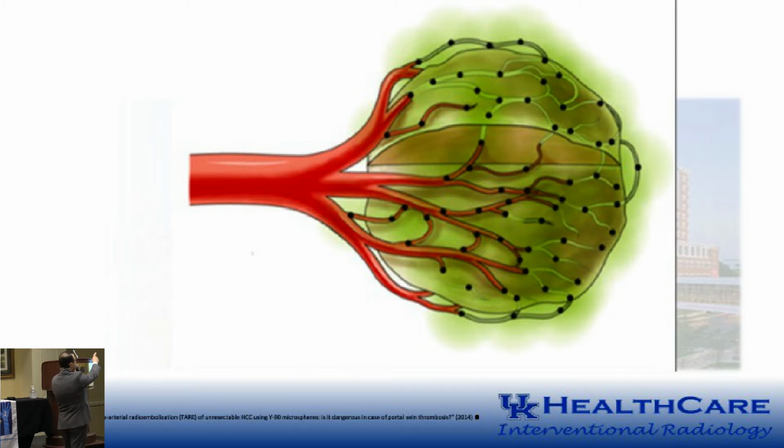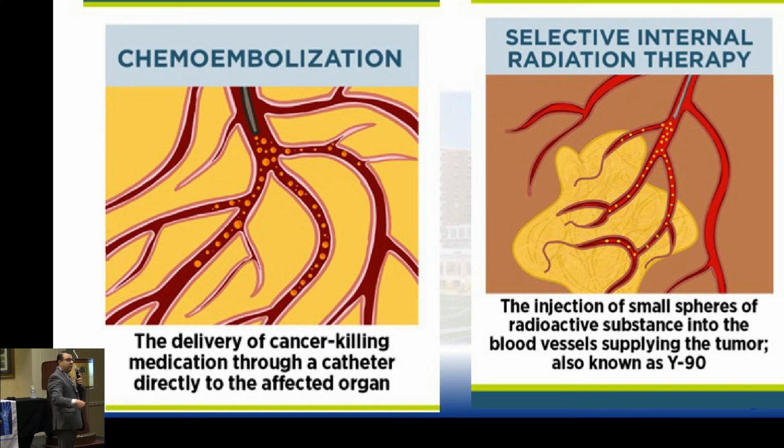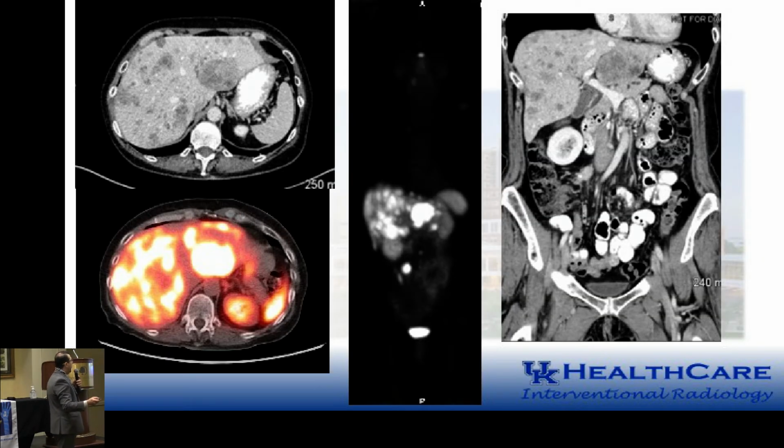For example, this is a catheter. I would go with the catheter from the groin all the way into the liver, deep into the liver, and deliver those beads. This is what we call chemoembolization, delivery of cancer-killing medication through a catheter directly into the organ. On the other side is radioembolization, which is the same idea, same catheter. We're just putting some radiation on the beads rather than chemotherapy. And I'm going to show you some examples.